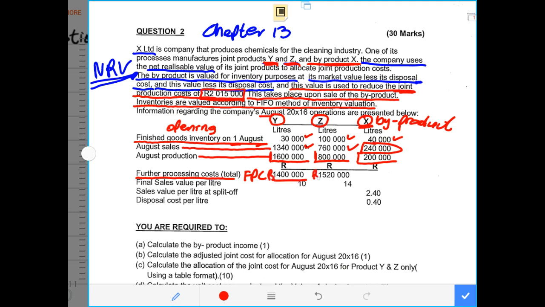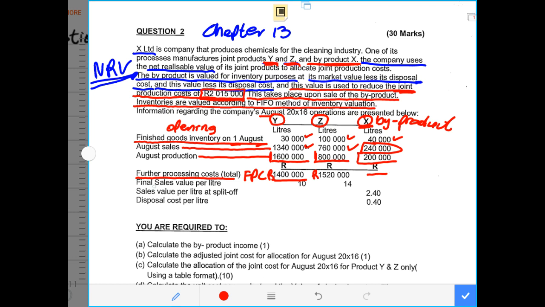And we are given further processing cost of 1,520,000 rands. And there is no further processing cost for the byproduct X because we don't further process a byproduct which was accidentally manufactured. So immediately when we find a byproduct, we sell it. This company does not further manufacture a byproduct.